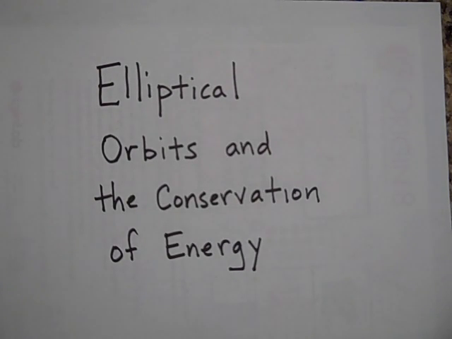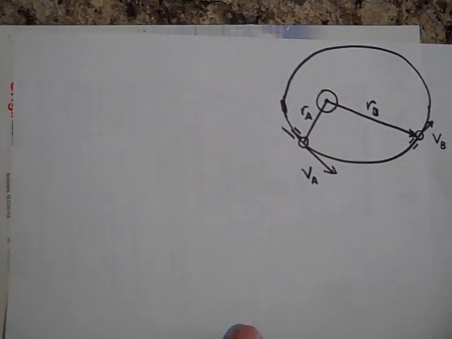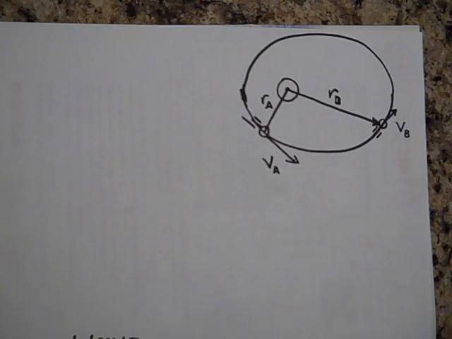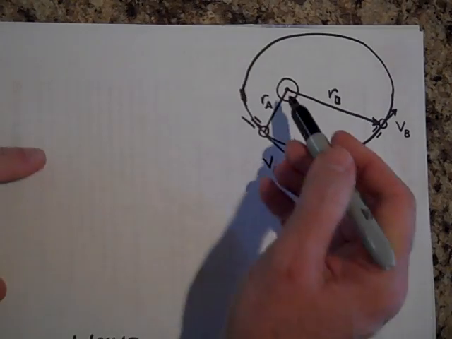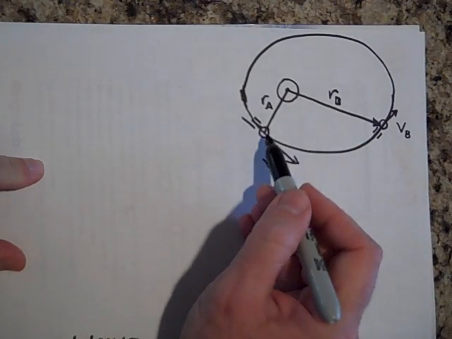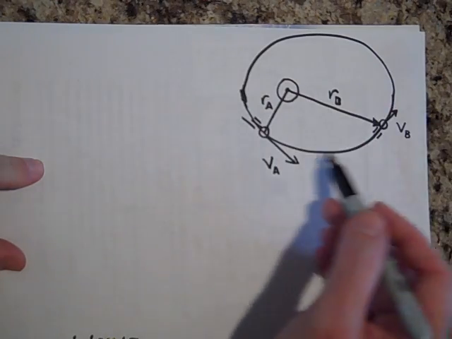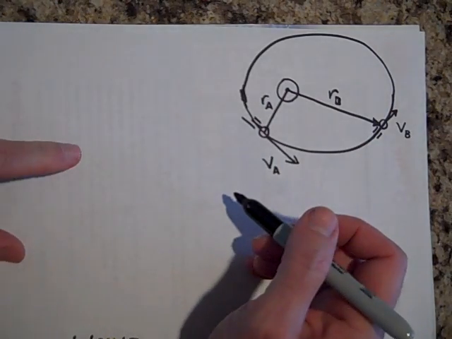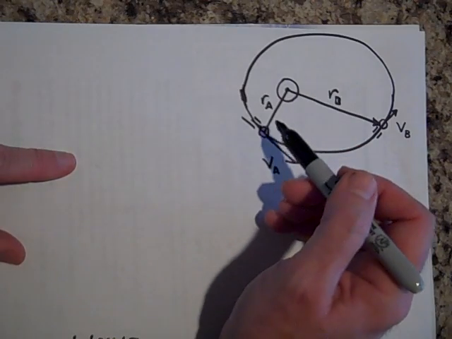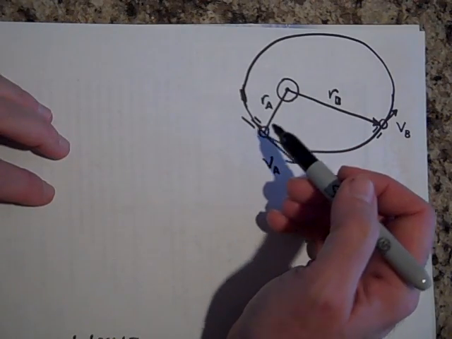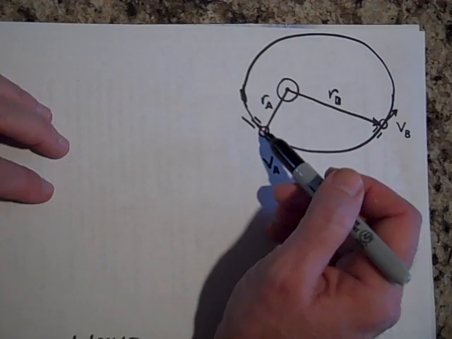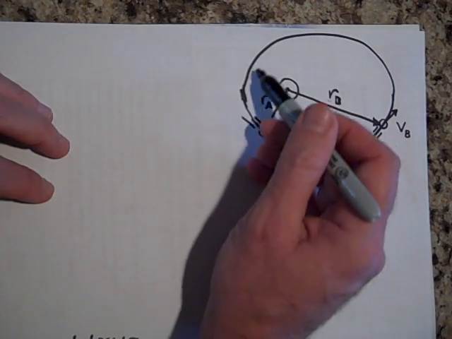Okay, I want to tell you about elliptical orbits and how the conservation of energy applies to them. We have an elliptical orbit here. This would be maybe the sun, and then maybe one of the planets, and these are two different positions that it will find itself in as it orbits. Now, as we said before with Kepler's laws of planetary motion, the closer it is, the faster it goes.